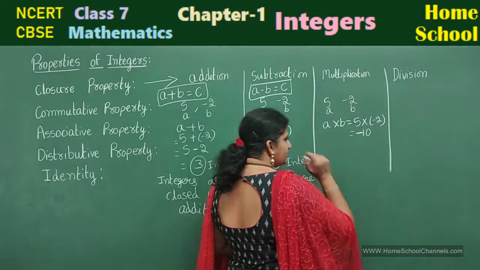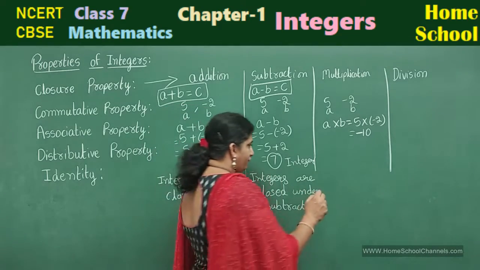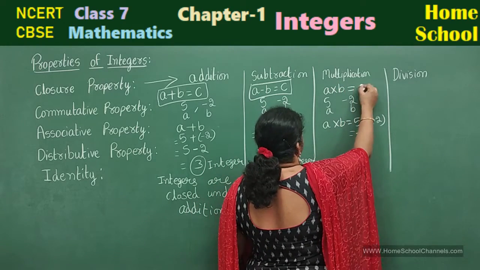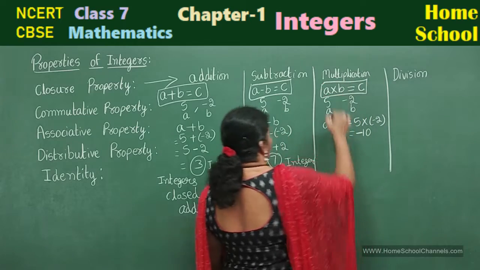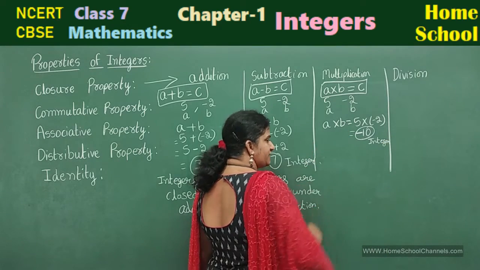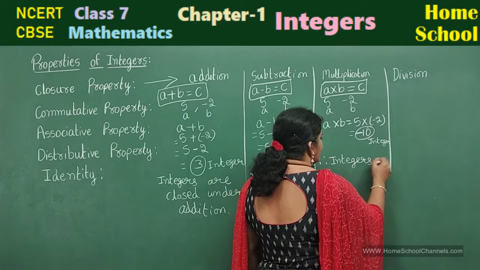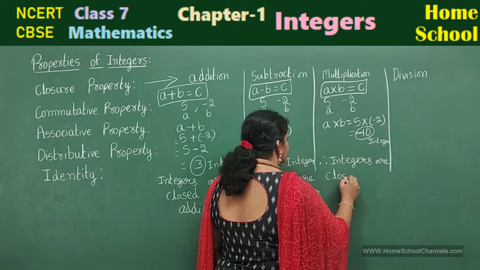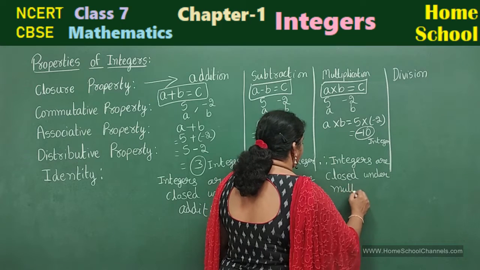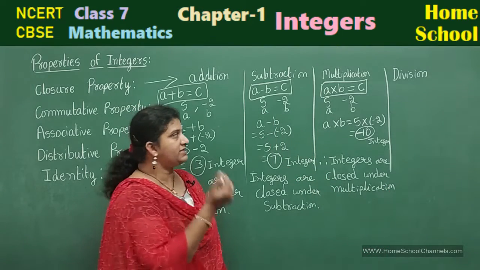Right? Now, what is this minus 10? It is also an integer. It is a negative integer. Therefore, I say that multiplication of two integers is closed under multiplication. Minus 10 is also an integer. If satisfies, what is the statement we need to write? Therefore, integers are closed under multiplication. Closed under multiplication.